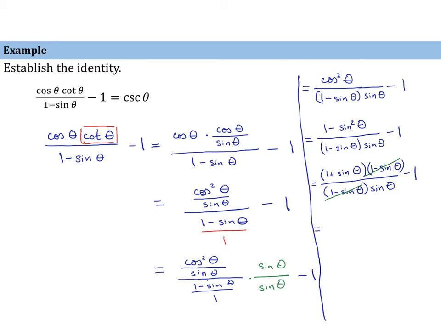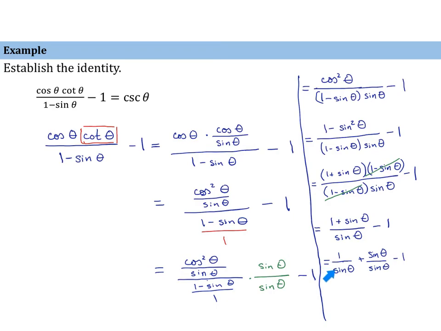So now we have 1 plus sine theta over sine of theta minus 1. Now I can split that fraction up over a common denominator of sine of theta. So 1 over sine of theta plus sine of theta over sine of theta minus 1. So what happened?